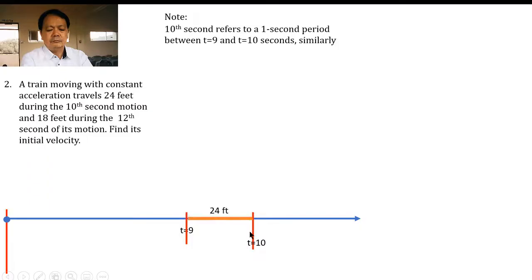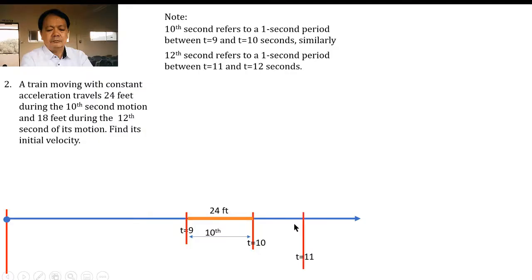Okay, which is 24 given in the problem, during the 10th second of the time. Similarly, the 12th second of the time refers to, again, a 1 second period. Isang segundo lang iyon between t equals 11 and t equals 12. Kung titignan natin, nasaan na ba yung train when t equals 11? Maaaring yung train ay narito na when t equals 11, at yung train ay narito somewhere here when t equals 12.